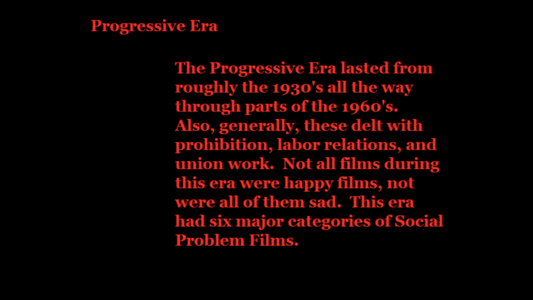Progressive era. The Progressive era lasted from roughly the 1930s all the way through parts of the 1960s. Also, generally, these dealt with prohibition, labor relations, and union work. Not all films during this era were happy films, nor were all of them sad. This era had 6 major categories of social problem films.